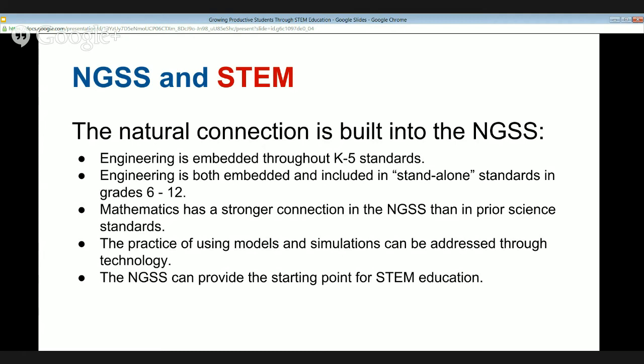And we recommend that NGSS actually provide the starting point for STEM education. And I'll show you how that works in a few minutes. But basically, come up with the idea in science that you're trying to cover and then incorporate the other disciplines into that particular unit.